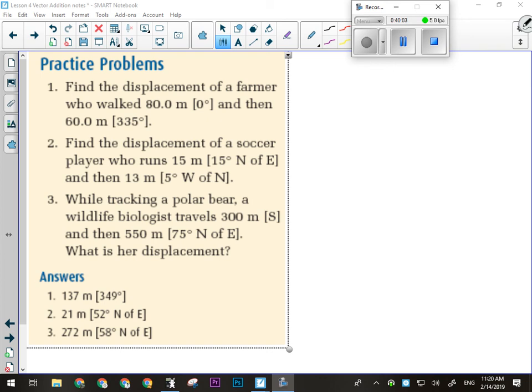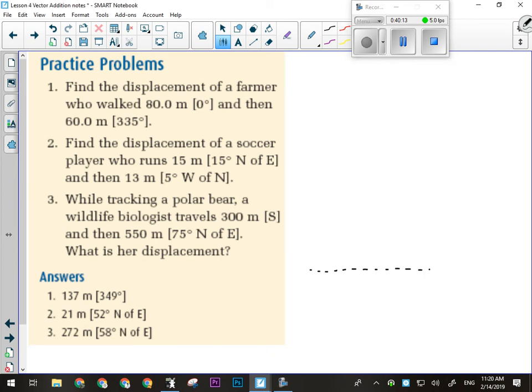So here's what we've got. We have a player who runs 15 meters in a direction of 15 degrees north of east. My reference direction is east, and they're 15 degrees north of that. So it's a pretty shallow triangle. 15 degrees north of east, and this is 15 meters. Here's X, and here's Y. That's my first triangle.